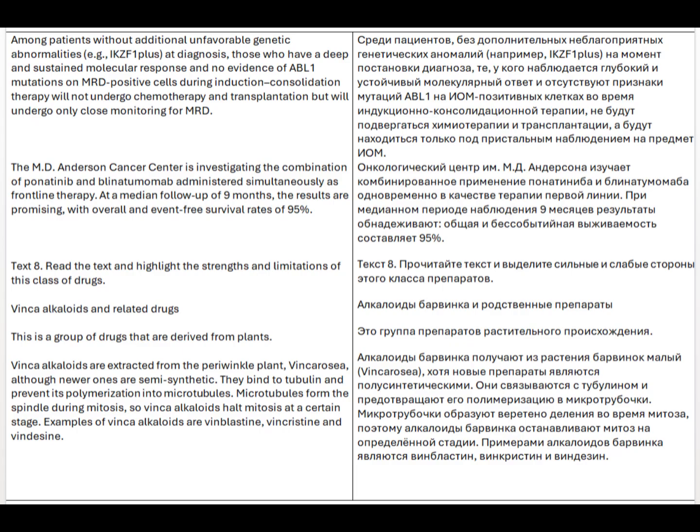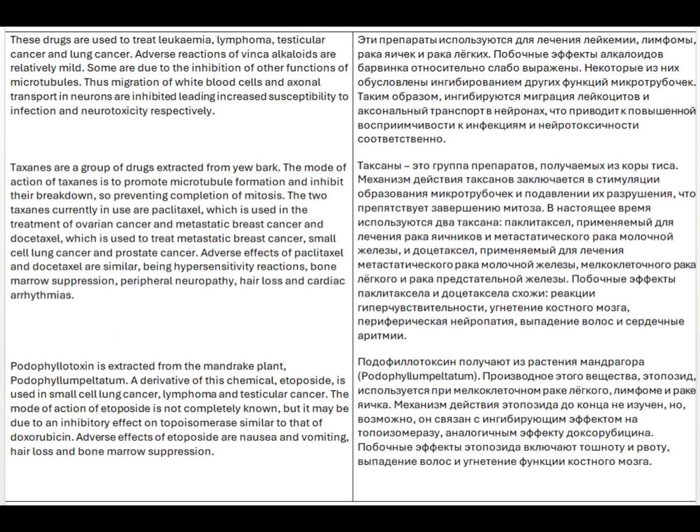Vinca alkaloids are extracted from the periwinkle plant, Vinca rosea, although newer ones are semisynthetic. They bind to tubulin and prevent its polymerization into microtubules. Microtubules form the spindle during mitosis, so Vinca alkaloids halt mitosis at a certain stage. Examples of Vinca alkaloids are vinblastine, vincristine and vindesine. These drugs are used to treat leukemia, lymphoma, testicular cancer and lung cancer. Adverse reactions of Vinca alkaloids are relatively mild.